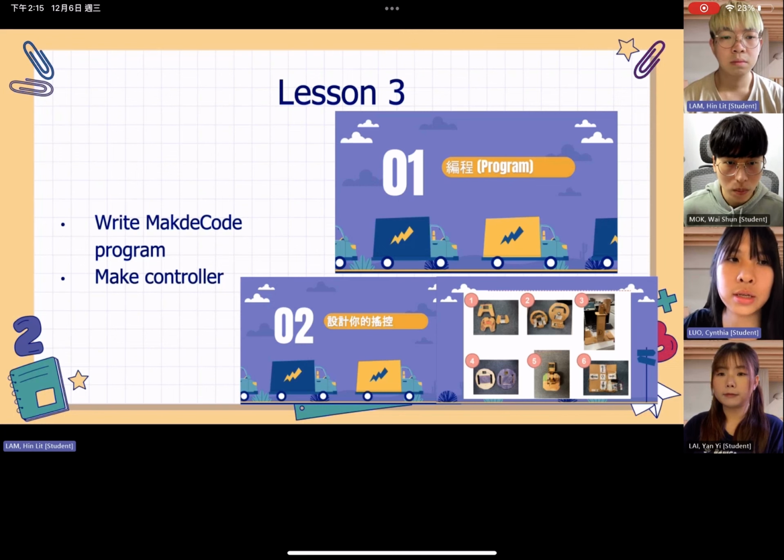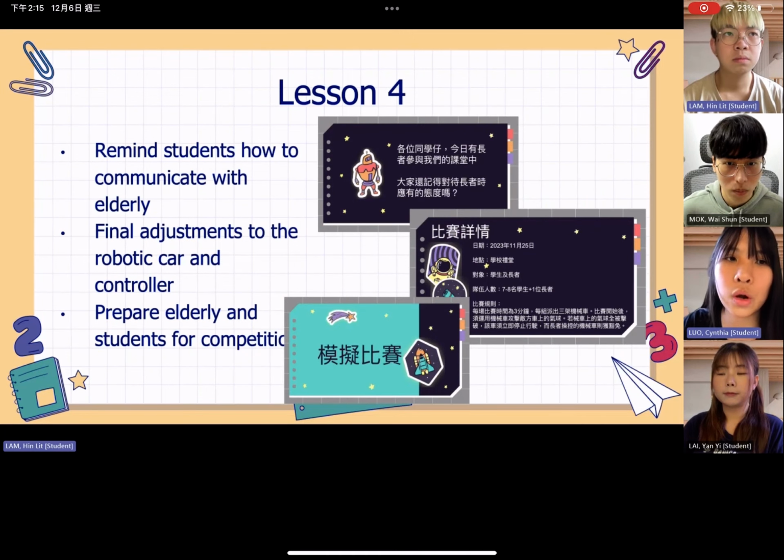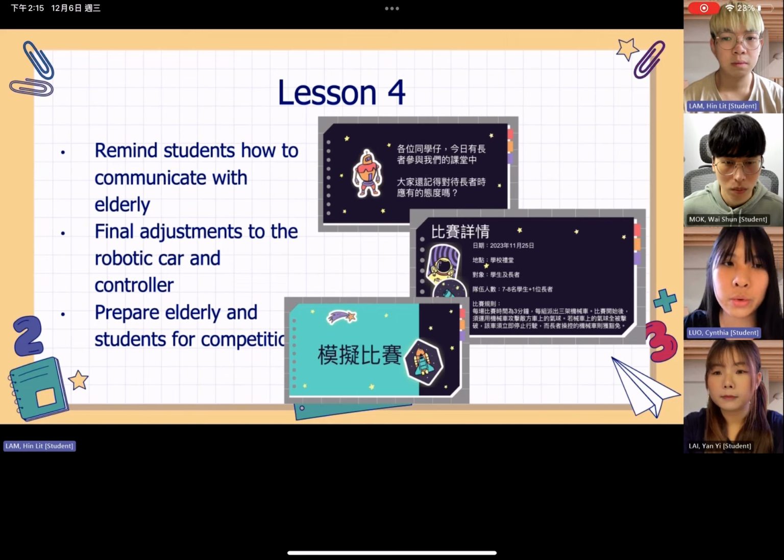In our final lesson, we reminded the students of the importance of effective communication with the elderly. We made a final adjustment to the robotic car and controller, ensuring they were ready for the upcoming competition. In our service, we used educational tools and methods such as Kahoot, video, and role play to enhance class fun.